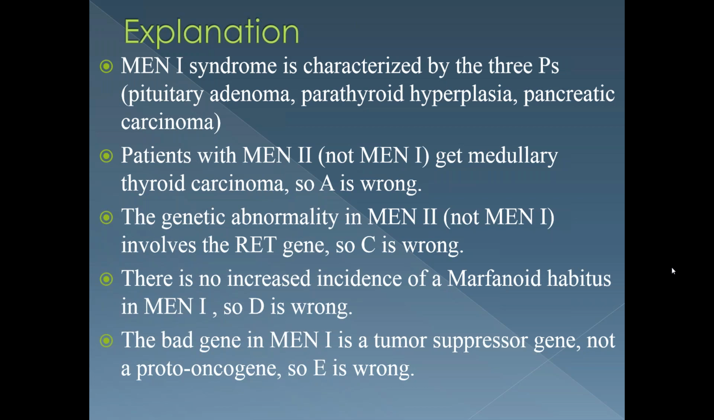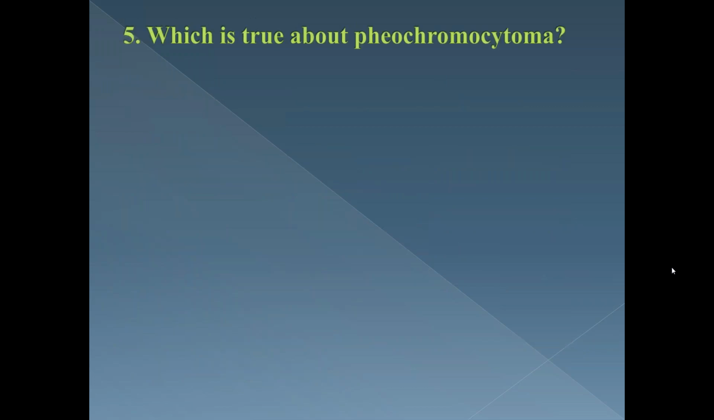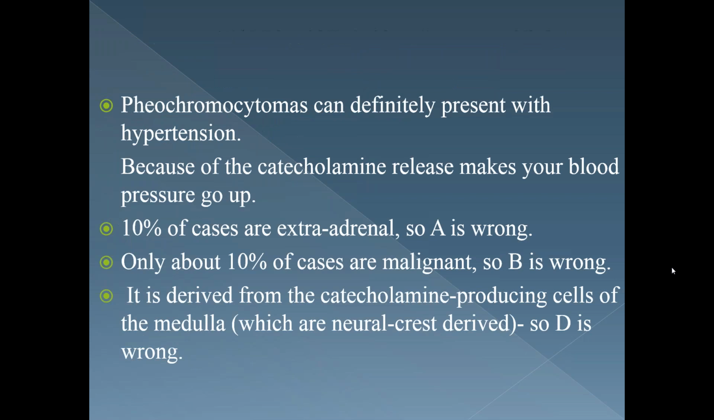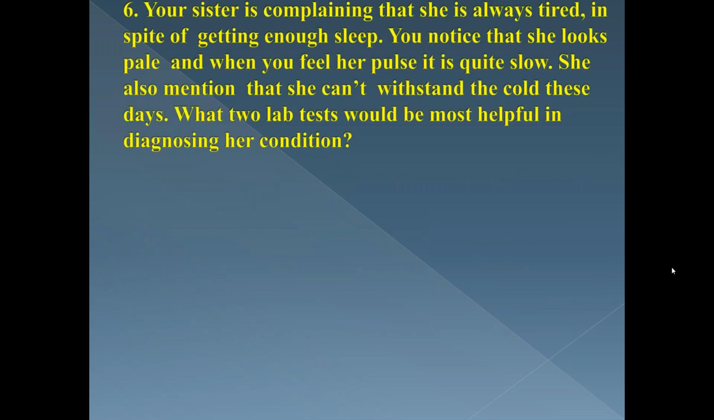Next question is question number 5, which is true about pheochromocytoma. The choices are: mostly occurs in extra-adrenal site, B, an aggressive malignant tumor, C, causes hypertension, D, derived from follicular cells. And the answer is C. The rationale behind the answer is also discussed. Next slide. Next question. Question number 6.